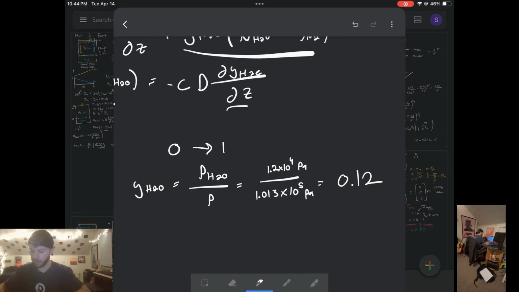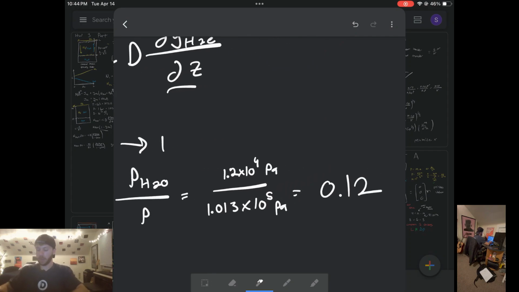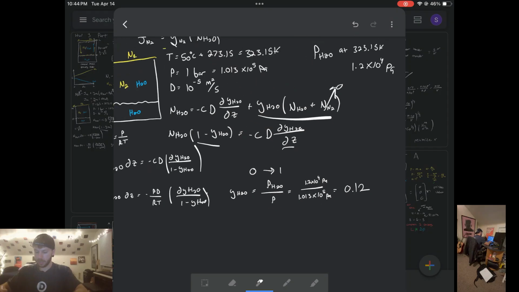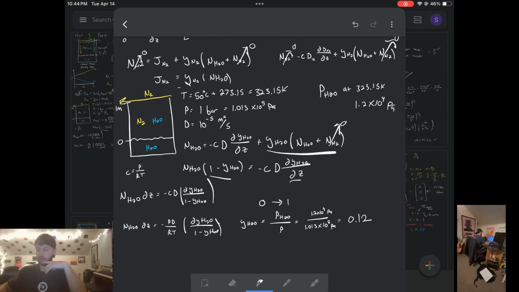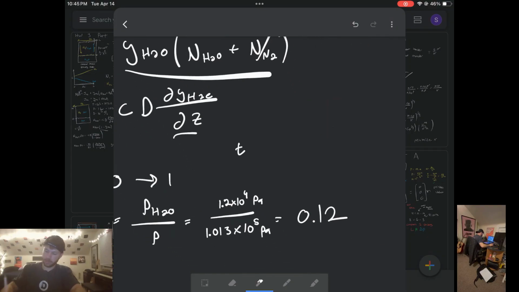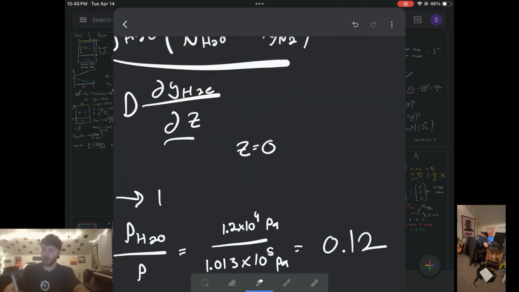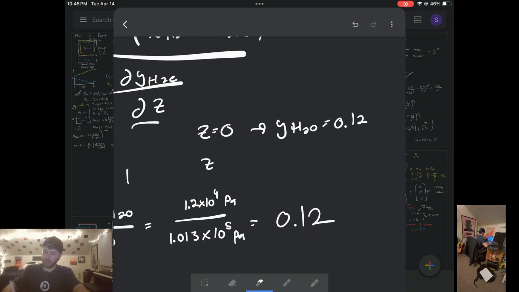So that'll be the mole fraction of our water at z equals 0, right on top of the liquid water. Our mole fraction is 0.12, and then at z equals L, our mole fraction will be 0.